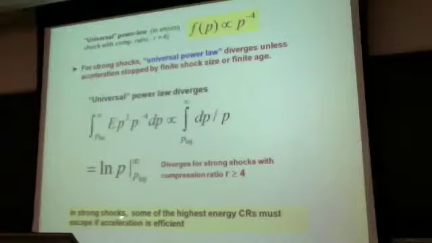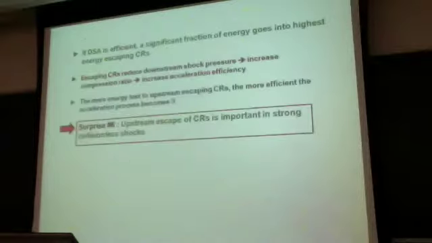And it turns out that in strong shocks, some of the highest energy cosmic rays must escape if the acceleration is sufficient. And this has been a controversial idea over the years, but I think there's very clear evidence now that this is the case. So some fraction, in some cases a significant fraction, of the energy goes into the highest energy cosmic rays, escaping cosmic rays.